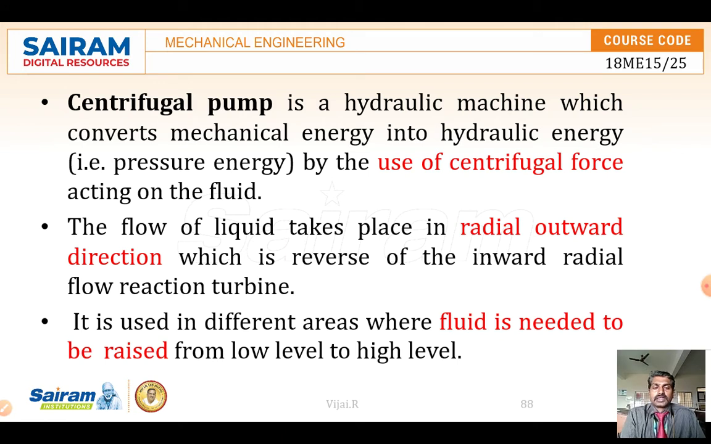Now the centrifugal pump is a hydraulic machine where mechanical energy is converted into hydraulic energy through centrifugal force. How is it done? The flow of the liquid takes place in a radial outward direction, which is the reverse of the inward radial flow reaction turbine. In the reaction turbine, you have seen water enters through the casing into the blades, rotates and goes down to the tail race. But in this case it is radial outward, not inward. It enters and goes outside in the radial direction.